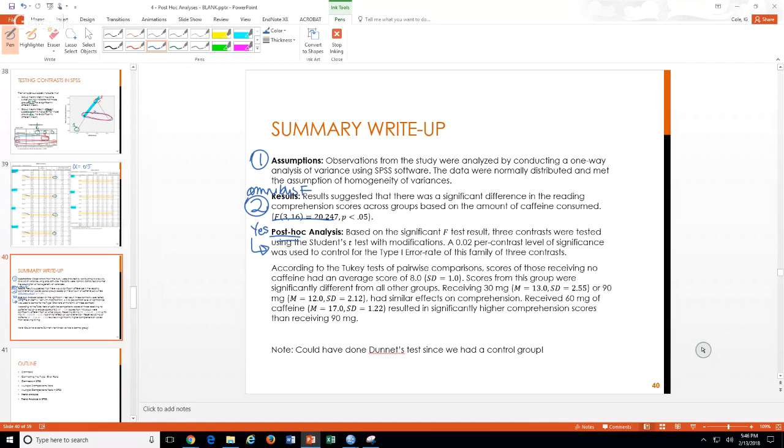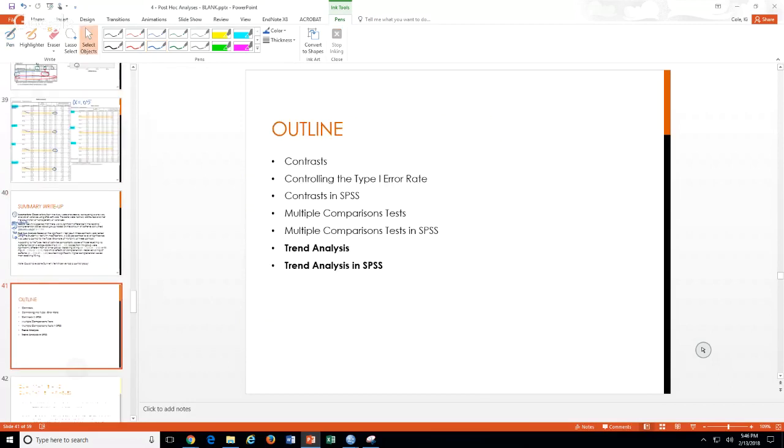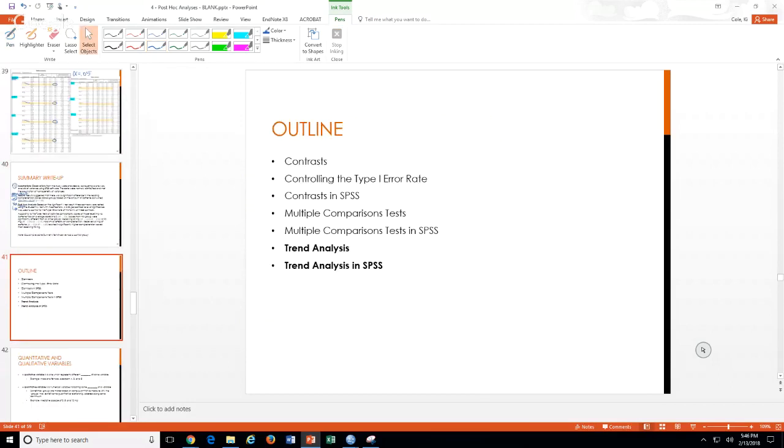Okay. Any questions on contrast, multiple comparisons, doing this in SPSS? No? Hopefully no. Go home and practice. And then next week, we'll talk about one other type of post-hoc analysis called trend analysis.